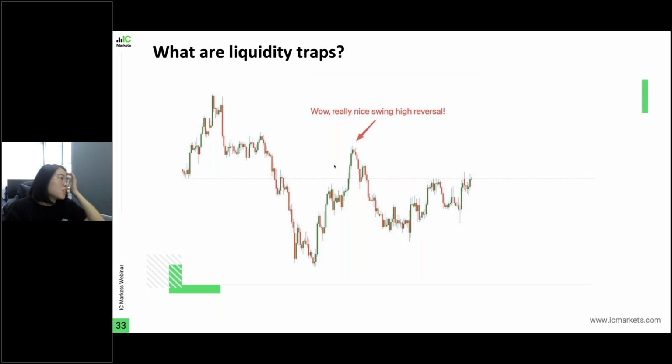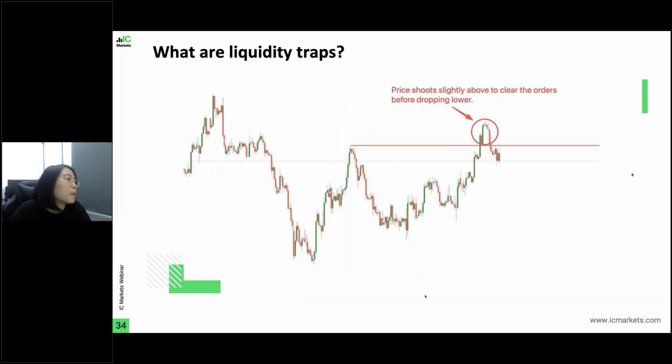Okay, so you see a swing high. It says really nice swing high. You think it's a very nice swing high reversal. But you see a nice level, so here you decide that, okay, this is a good resistance level. I'm going to get in here for a sell. But what happens when you get in there for a sell? Price goes slightly above before dropping lower. Okay, so this is called a fake out.